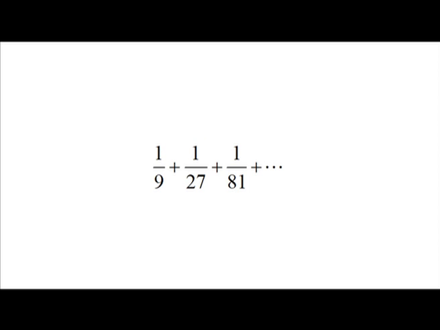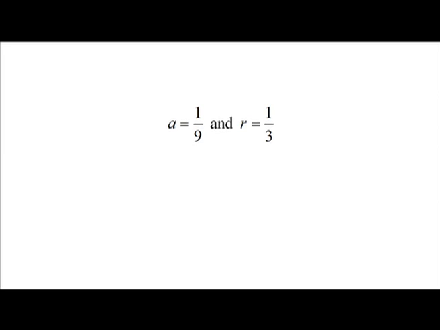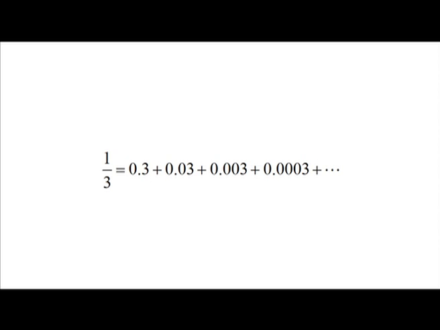converges. Find its sum. The given is a geometric series with a equal to 1 upon 9 and r equal to 1 upon 3. Here absolute value of r is strictly less than 1. Hence, the series is convergent and its sum is given by 1 upon 9 plus 1 upon 27 plus 1 upon 81 plus etc. equal to 1 upon 9 upon 1 minus 1 upon 3, which is equal to 1 upon 6.